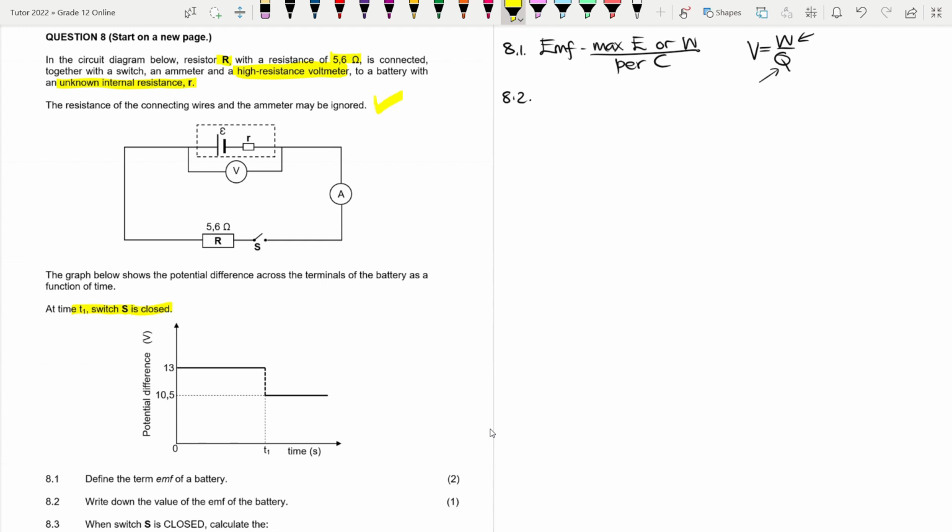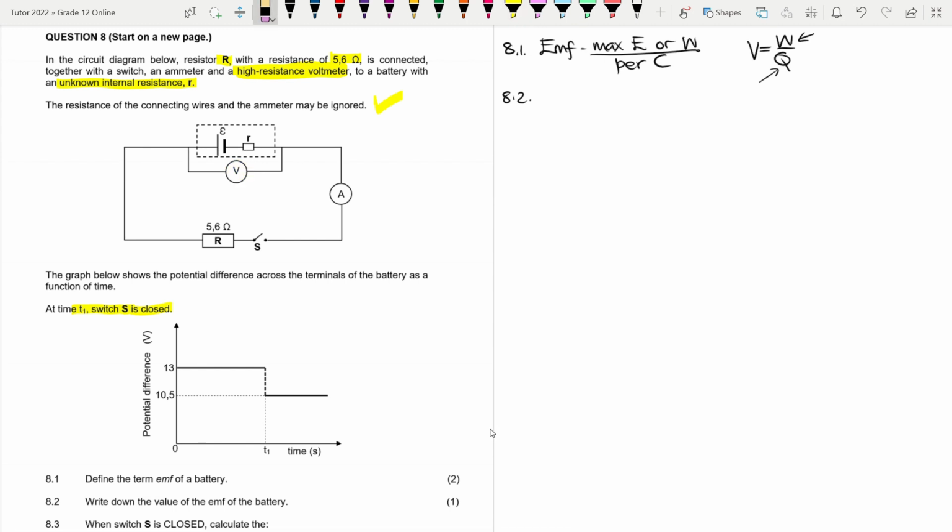So the graph is the potential difference versus time of the whole circuit. It's a versus time graph, and the y-intercept of the graph represents the EMF. Over time, when it gets to T1, the potential difference decreases, meaning that at T1 the switch was closed and the current started flowing, and so there were lost volts due to the internal resistance of the cell.